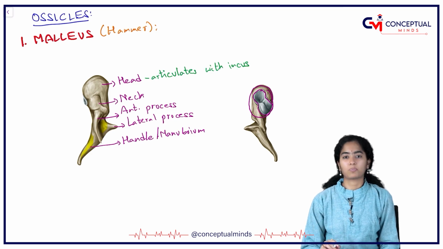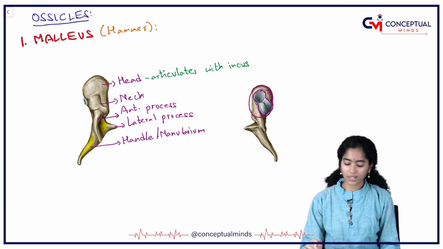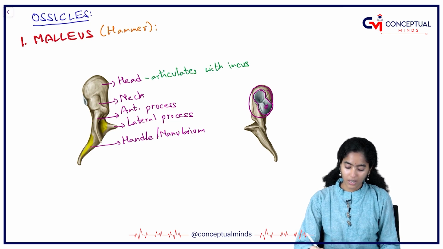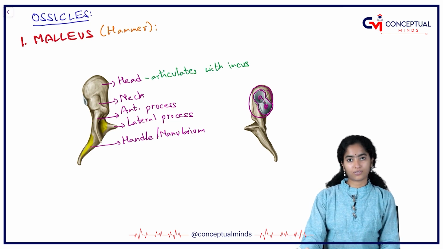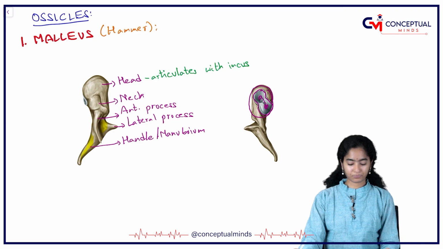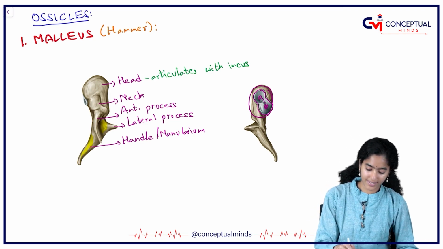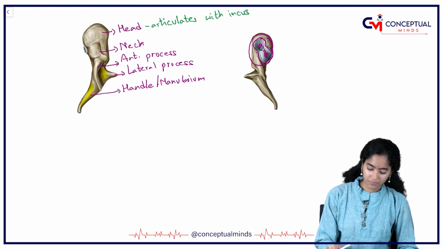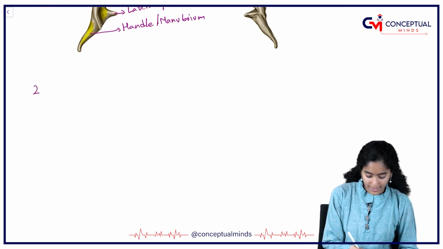So these are the various parts of the malleus, and this is another image of the malleus that you can see with the articulation surface for the incus clearly. The next bone is the incus. The second bone is the incus.